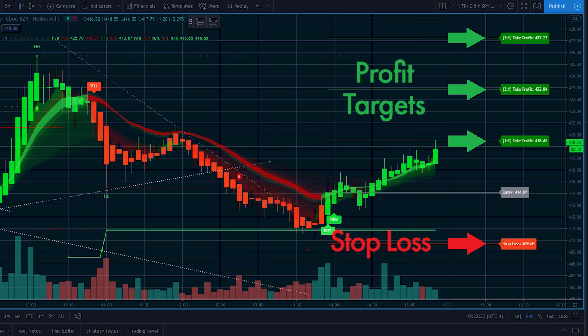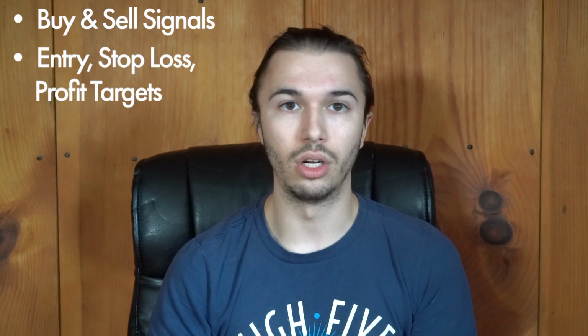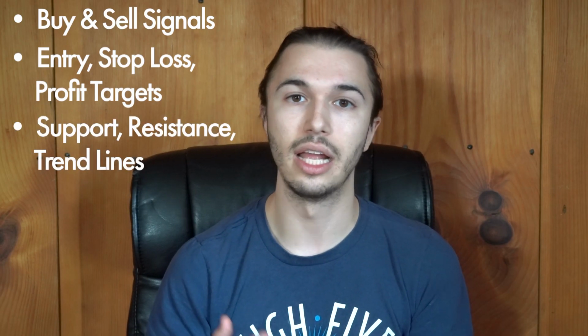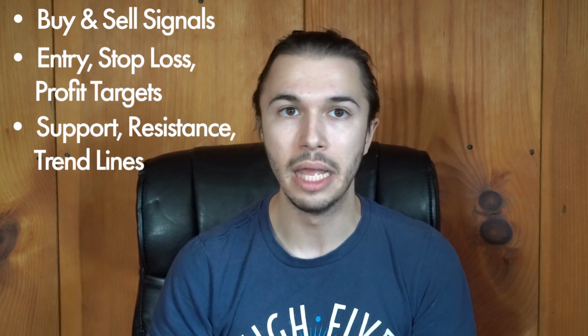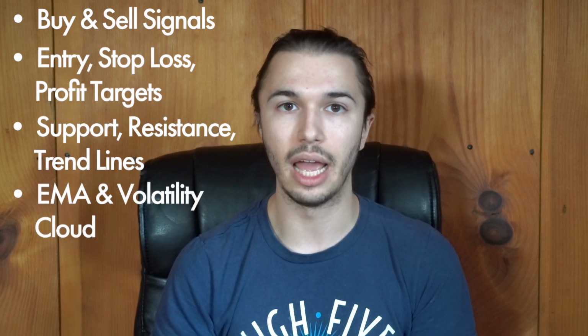So what does TRND Bot actually look like, and what does it tell you? On the TradingView chart, TRND Bot will give you buy and sell signals, and it generates an entry price, stop loss, and profit targets based on these signals. It also draws support lines, resistance lines, and trend lines as it identifies them, and it shows an exponential moving average and volatility cloud. In my study and review, I'm going to mainly focus on the buy and sell signals, as well as the stop losses and profit targets to determine whether TRND Bot is actually effective or not.